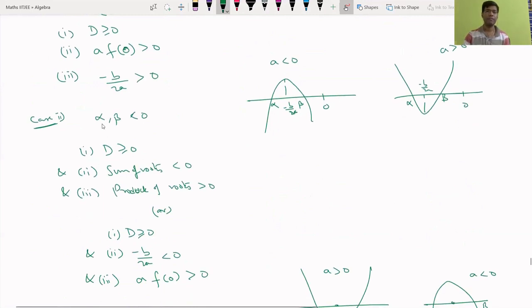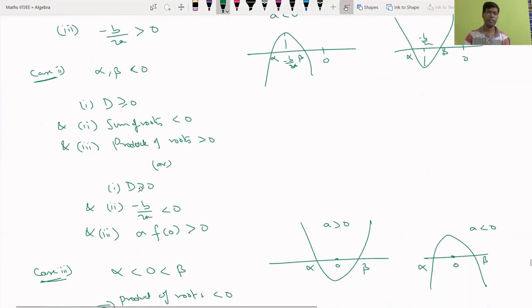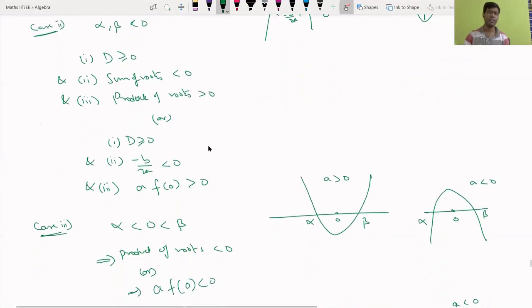Similarly, when both the roots are negative, we have similar conditions. But here the sum becomes negative and the product remains greater than 0. And minus b by 2a will become negative and the product of a and f of 0 will remain greater than 0.